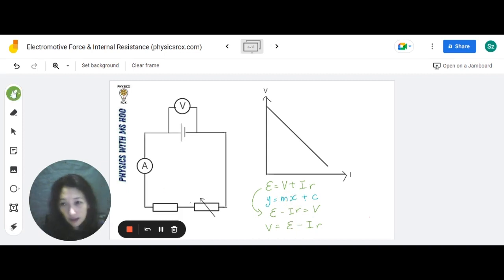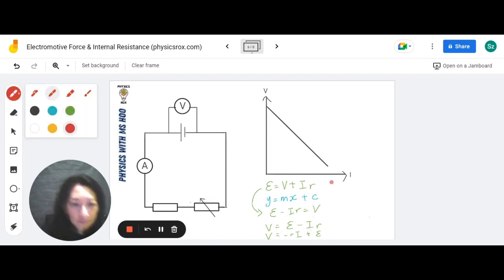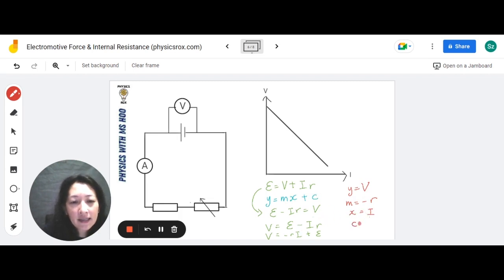So let's write one more line here. So V equals, bringing I over here, R should be in front. We have negative R, now plus E. So if you look at these two lines, you should be able to see, let me combine that information here. You will have Y equals V, M is negative R, X is I, and C is EMF. So there you go.